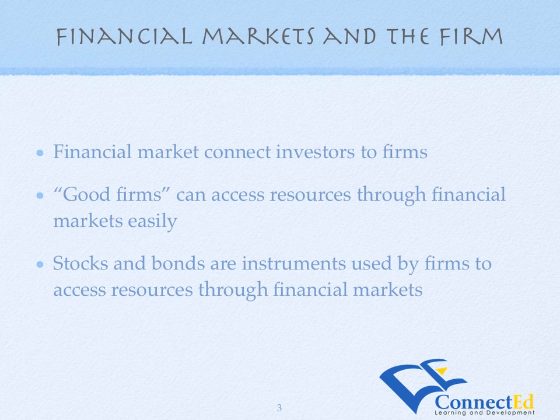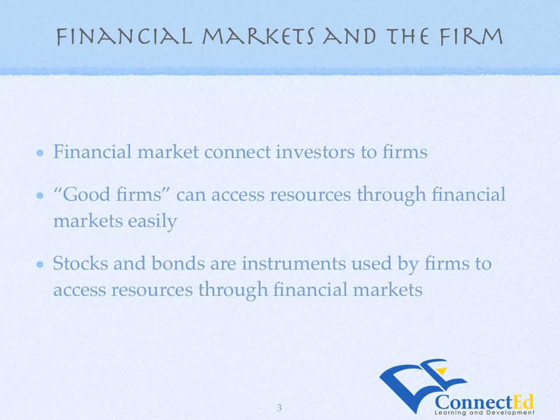So financial markets connect investors to the companies, and good firms or good companies can access resources through financial markets easily, and bad firms would find it difficult to access resources through financial markets. So, in this sense, financial markets are very effective as tools of rationing capital. So, they help good firms to get money and thus ensure that only the good firms survive in the economy and the economy as a whole remains efficient.